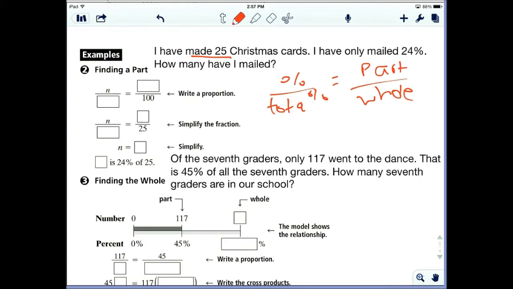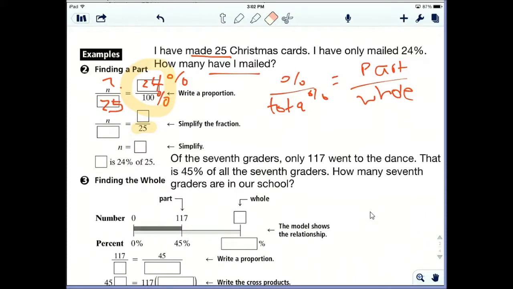Therefore, I can set that up as 25. Okay, I don't know how many I mailed, so that's my question mark. The part that I mailed, I don't know. I know that it's out of 100%, and I've only mailed 24% of these. So here, guys, it tells me that I want to simplify. So I'm going to see if I can do anything with this highlighted part. I can divide both of these by 4, and so I get down here 25. And if I divide 24 by 4, I get 6, and I still have 25 on the other side.